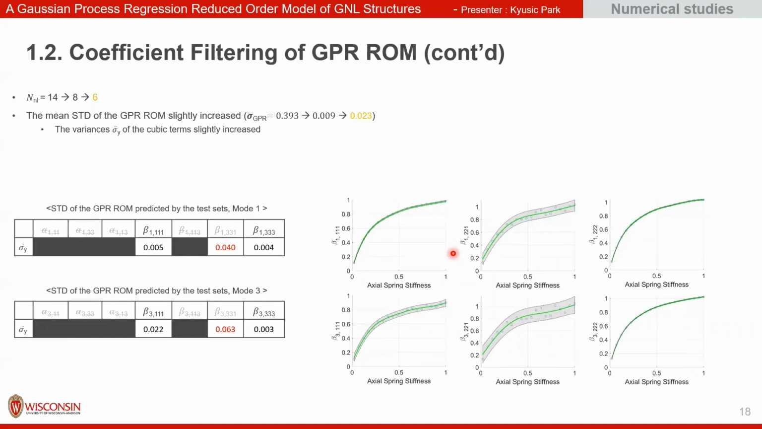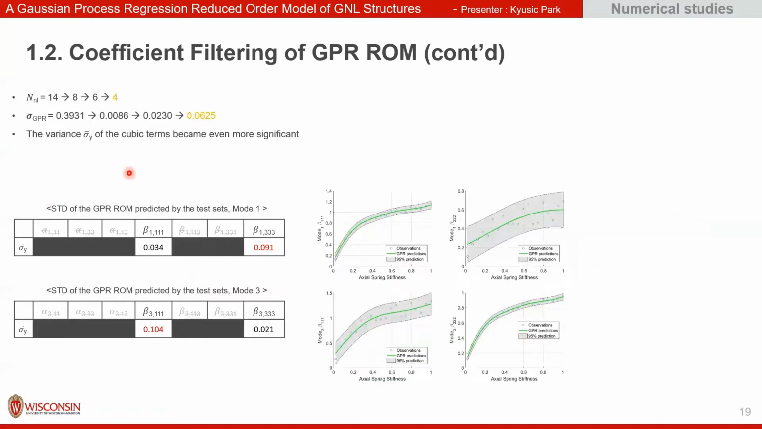The GPR ROM could be further filtered to have only 6 nonlinear coefficients in total, and we could find a slight increase of uncertainty for the cubic terms. This implied that the robustness of the GPR ROM had started to decrease. And if one seeks to reduce the number of GPR ROM coefficients further to 4, the uncertainty would increase even more, as found in these figures.